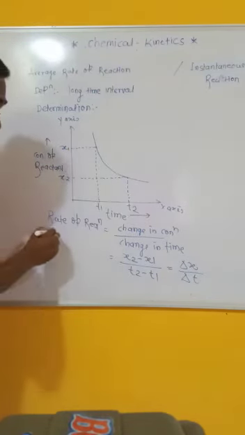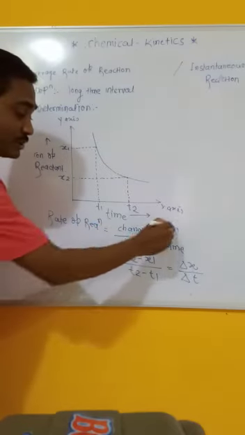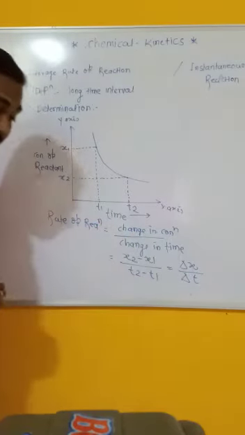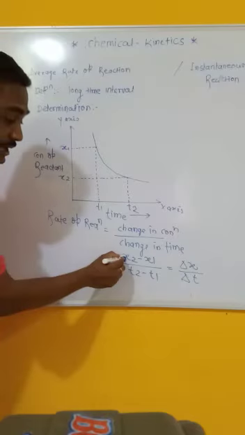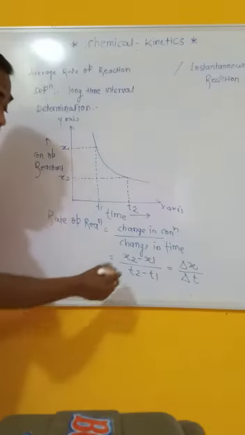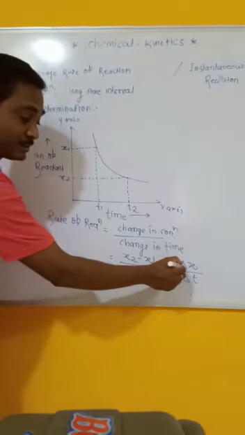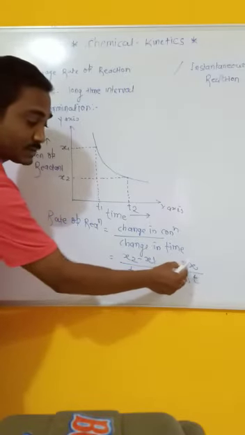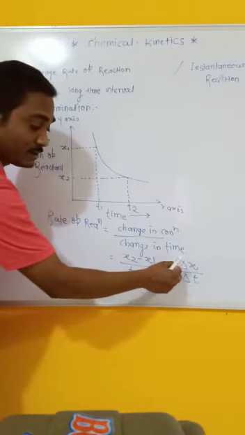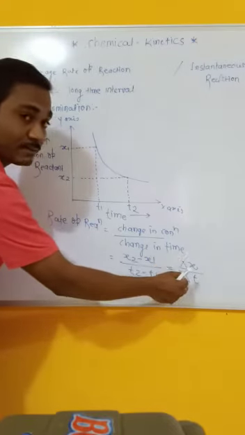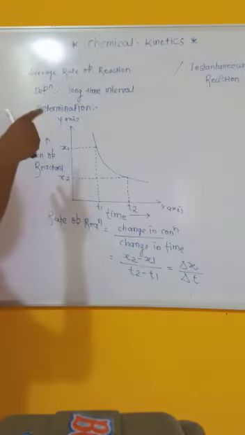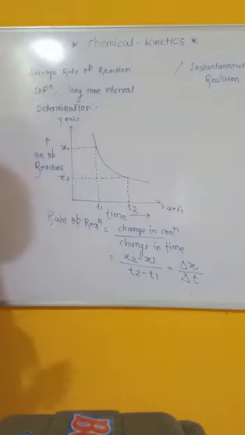Then the average rate of reaction is equal to change in concentration divided by change in time. Change in concentration is x2 minus x1 divided by change in time t2 minus t1. The delta sign is used for change. Therefore, delta x divided by delta t. In this way, we find the average rate of reaction.